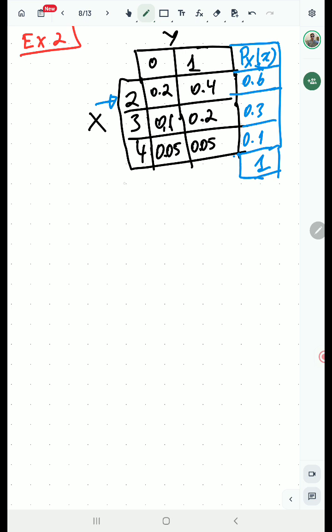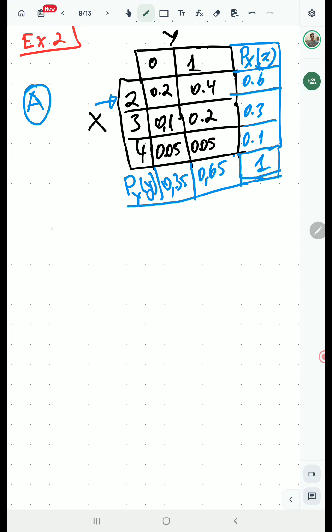And the same goes for marginal density of y here. So if you sum over x values, so y can take value of 0 in three cases, when x is 2, x is 3, and x is 4. So if you sum, you get 0.35, right? And then here you're going to receive 0.65. Agree? So this is the answer to A part.